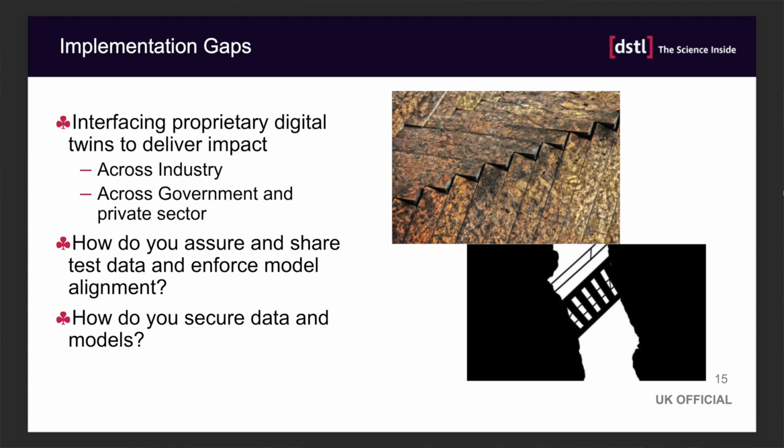So implementation gaps: proprietary digital twins are going to be a thing. How do we link to those? How do we assure them? If I need your digital twin, how do I know yours works to the fidelity that I need it to? How do I ensure and enforce model alignment?